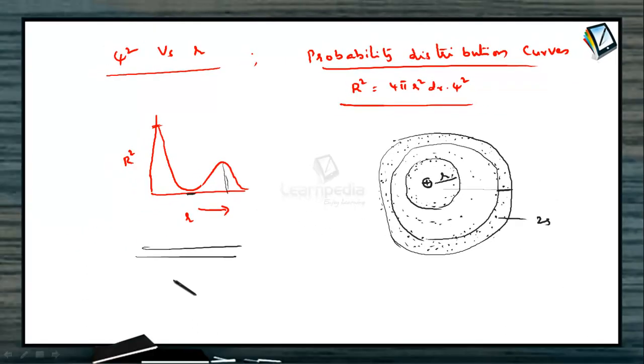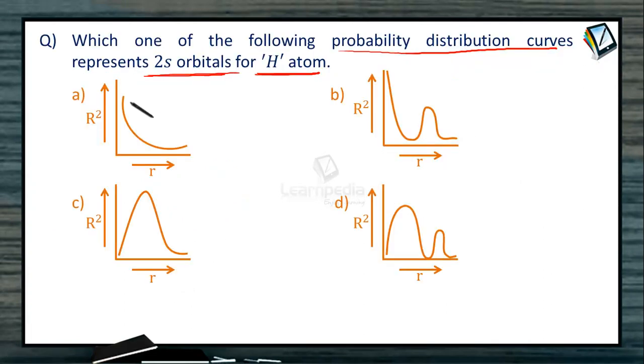So let us choose among the options given which one is more appropriate. Here it is completely different. It's continuously decreasing and going on. There is no representation of the node. And here is B, which is the right answer.